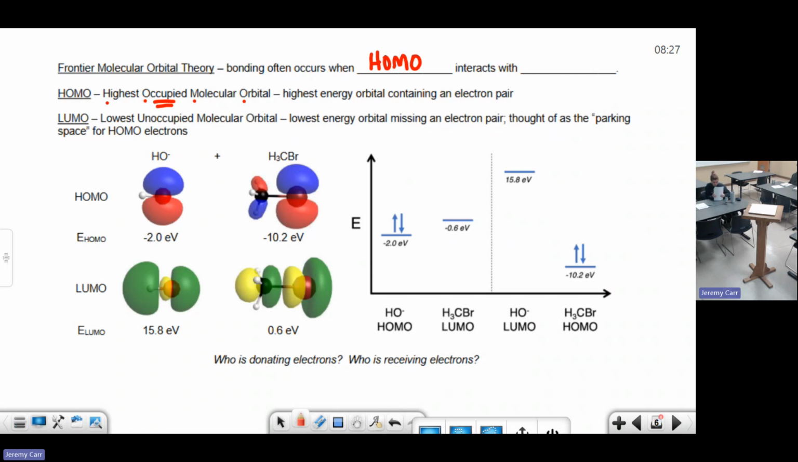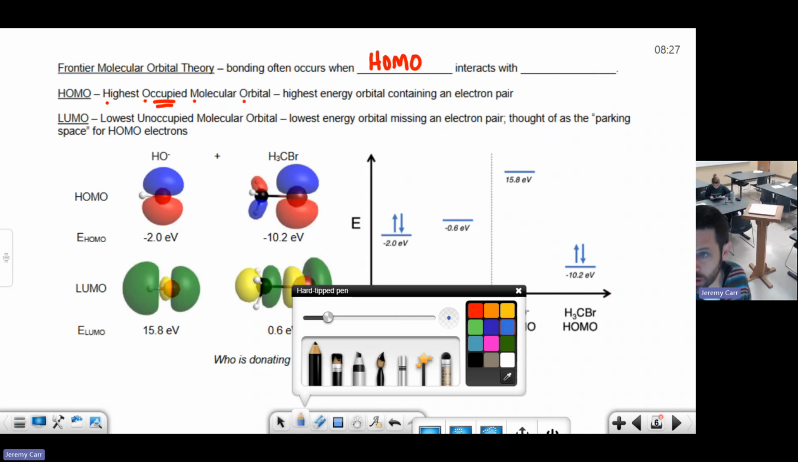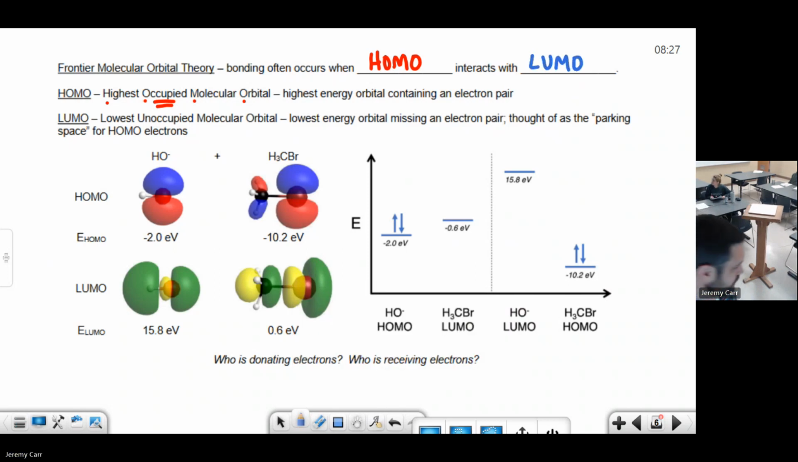I'm using red in this case specifically because it is electron rich in this particular example. This is an orbital that's the highest in energy, so it's the most reactive, that contains an electron pair. We're going to talk about what that means in a second. The HOMO is interacting with the LUMO. Think about a LUMO as the molecular orbital that is basically an empty parking spot, right? This is the lowest unoccupied molecular orbital. It's not truly positive, it just doesn't have any electrons in it, but it's the lowest energy orbital that's actually missing an electron pair. It's the easiest parking spot to pull into, is kind of the way to think about this.